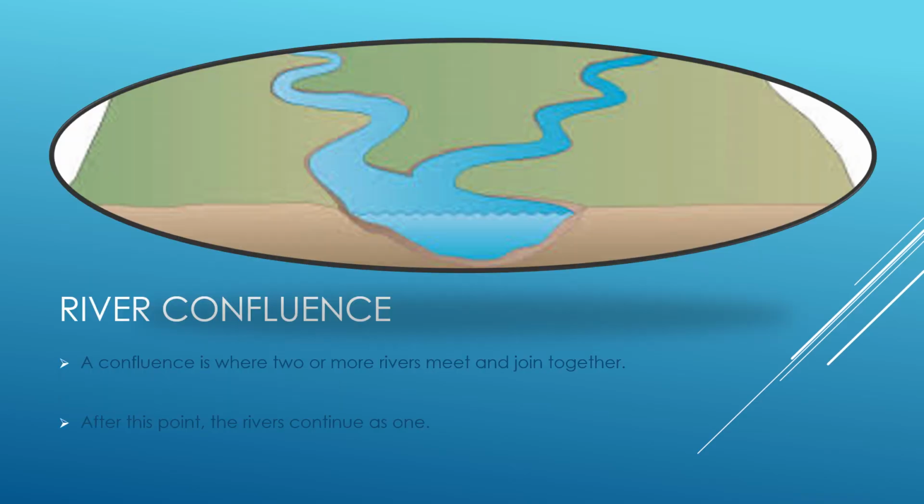So now, river confluence. A confluence is a point where two or more rivers meet or join together. After the confluence, the river continues as one main channel. You can often see a difference in the color of the water when they join, because each river carries different sediments. An example is the meeting of the Blue Nile and the White Nile in Sudan, which form the famous Nile River.